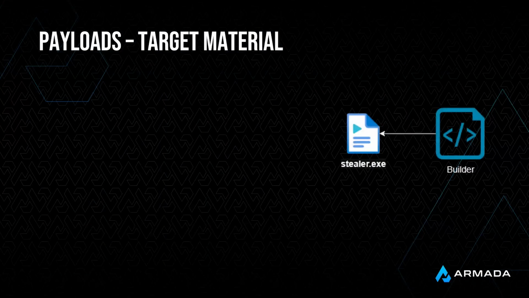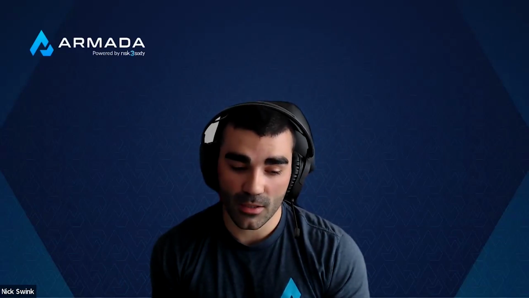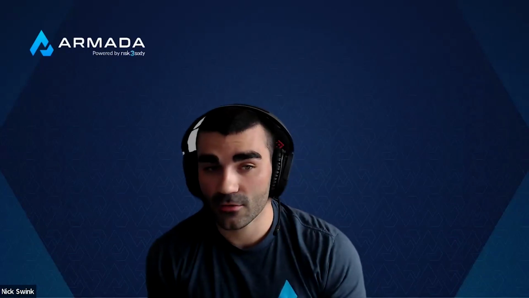So the actual payload. This is the stealer program. What does it target? There's really two types of data. There's corporate data and then there's personal data. The corporate data is going to be, like Cory said, anything that's going to give them initial access into a corporation. This is typically high value data, like VPN credentials, single sign-on tokens, anything that's going to give a foothold into the organization, because that may get turned into a full ransomware operation. They'd have to move laterally and escalate and do all that kind of stuff.